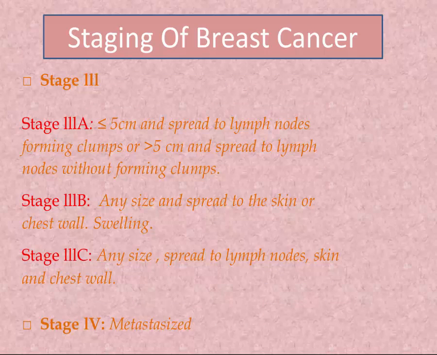Stage 3. Stage 3A, 5 cm and spread to lymph nodes forming clumps, or greater than 5 cm and spread to lymph nodes without forming clumps. Stage 3B, any size and spread to the skin or chest wall, swelling. Stage 3C, any size, spread to lymph nodes, skin and chest wall. Stage 4, metastasized.